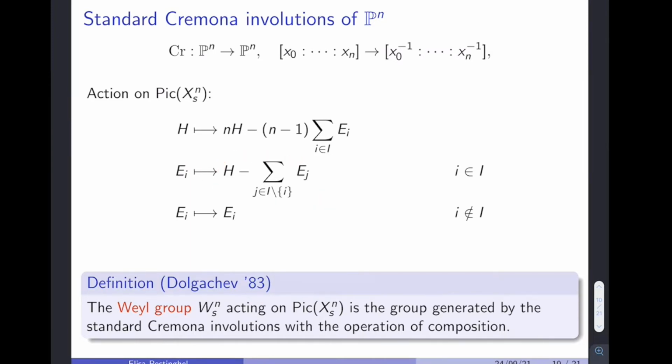So the action is completely similar, and we call it the Weyl group, and the notation is W(n, s), where n is the dimension of the ambient space and s is the number of points that I blow up. So we call Weyl group the group that acts on the Picard group, generated by the standard Cremona involutions with the operation of composition. So that's what I was saying earlier.